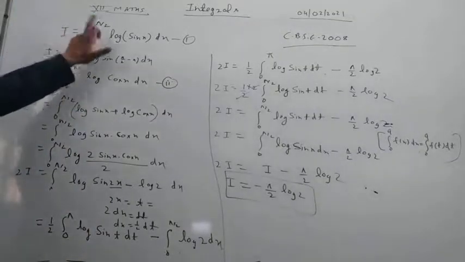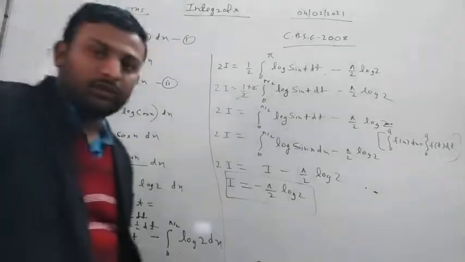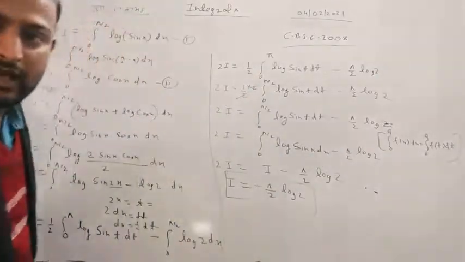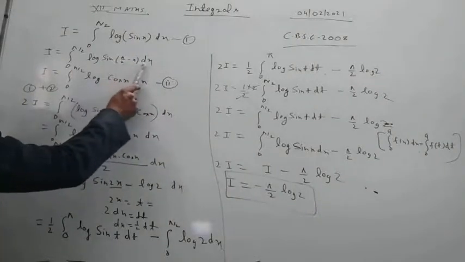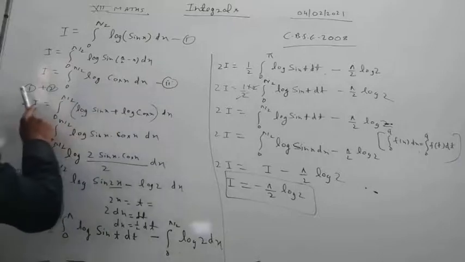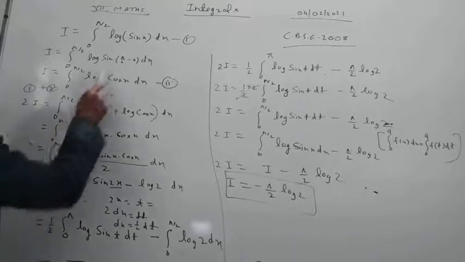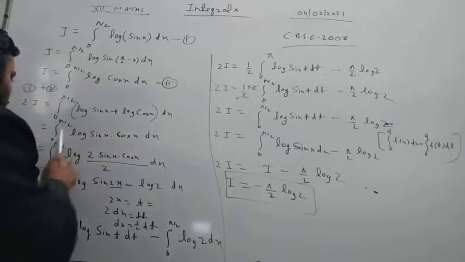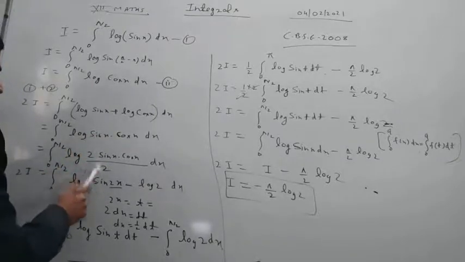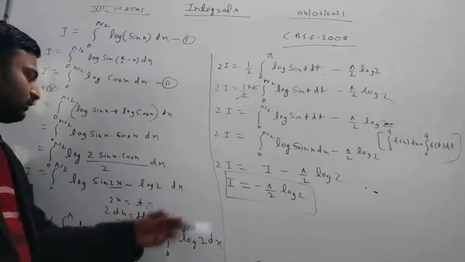Our I is the integral from 0 to pi by 2 of log sin x dx. This is the first equation. We are using the integral from 0 to a of f(x) dx is equal to the integral from 0 to a of f(a minus x) dx. Okay students, so we are writing pi by 2 minus x, and sin(pi by 2 minus x) can be written as cos x, and this is the second equation. When we add these two we get the integral from 0 to pi by 2 of log sin x plus log cos x dx, log m plus log n, which is the integral from 0 to pi by 2 of log, and multiplying and dividing by 2 we get the integral from 0 to pi by 2 of log sin 2x minus log 2 dx.